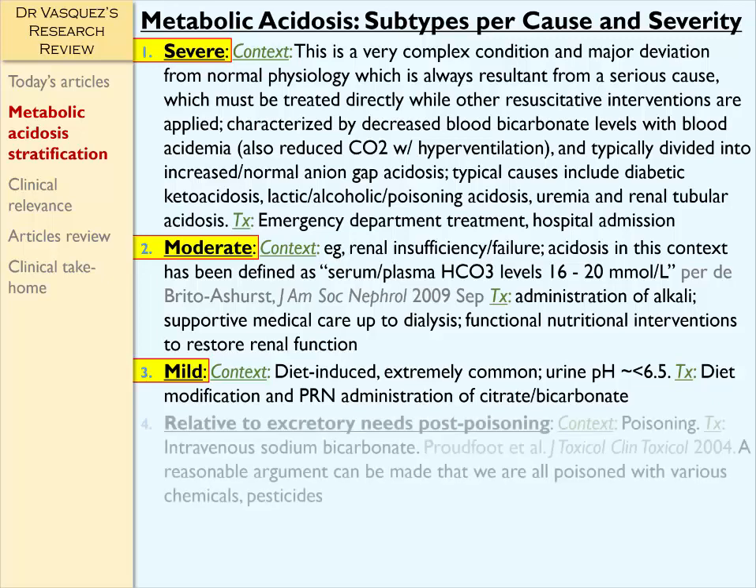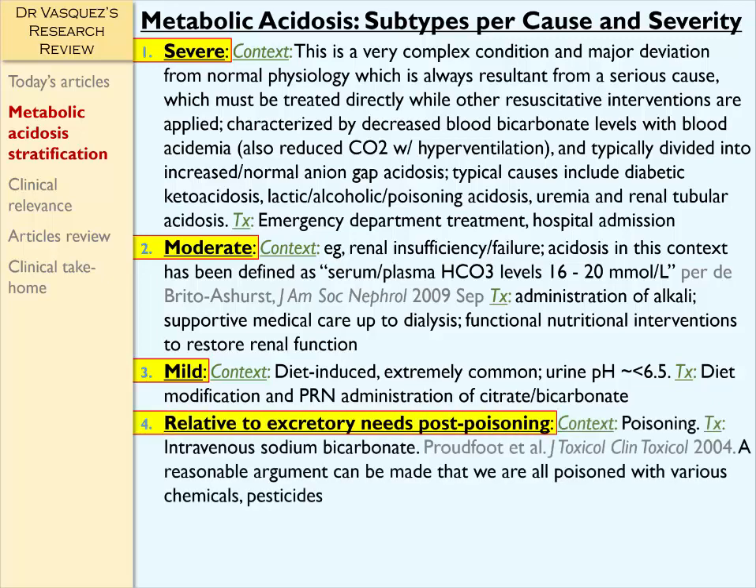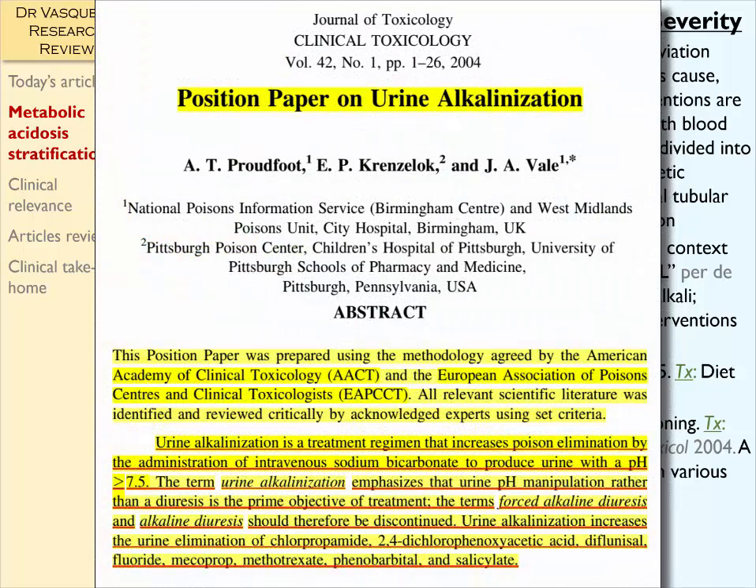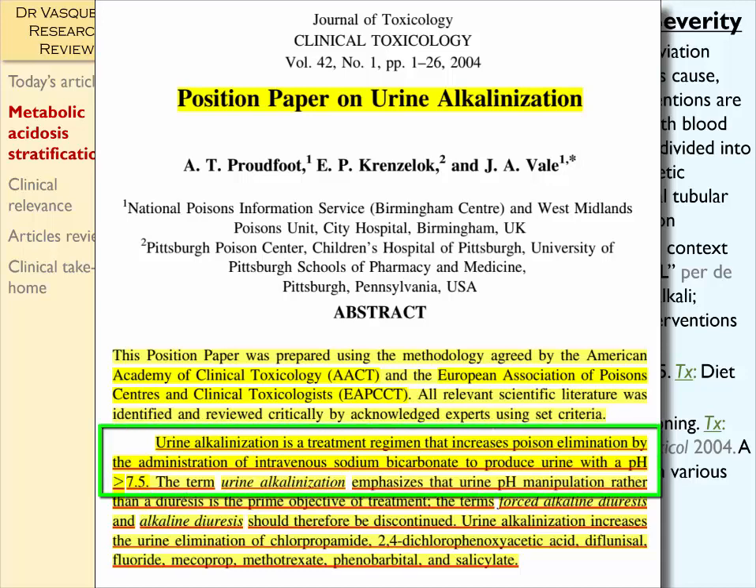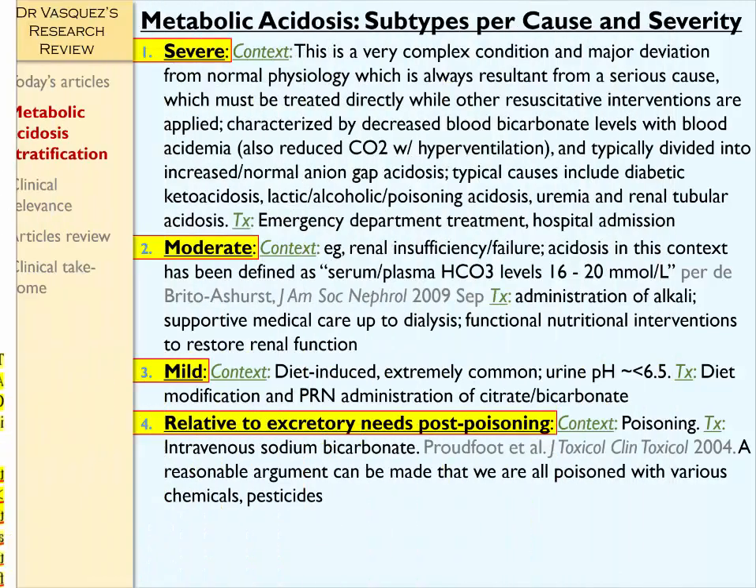I think that we could also look at a 4th category of metabolic acidosis relative to excretory needs in patients who have been acutely poisoned. This was discussed in a landmark publication by Proudfoot and co-authors published in Journal of Toxicology and Clinical Toxicology in 2004. I'll talk more about that position paper during this presentation, but the clinical context here is acute poisoning, typically in a hospital setting. The specifically recommended treatment for alkalinization in this setting is intravenous sodium bicarbonate.